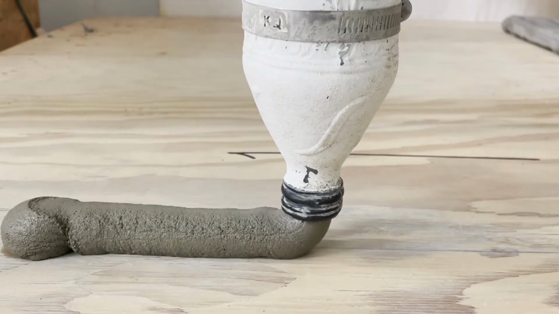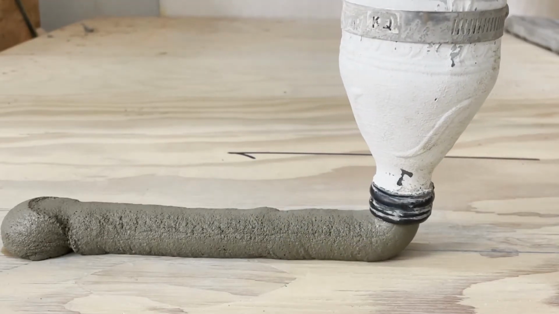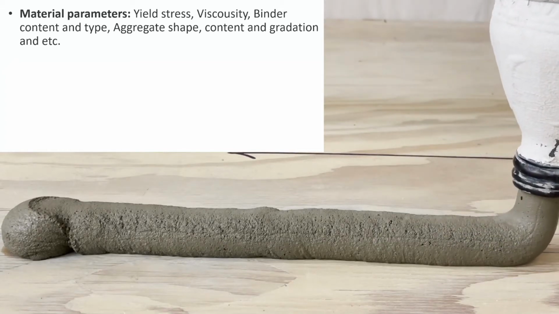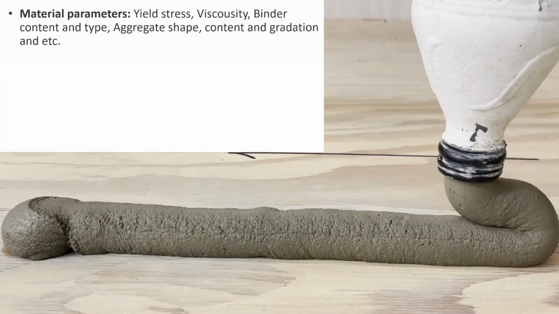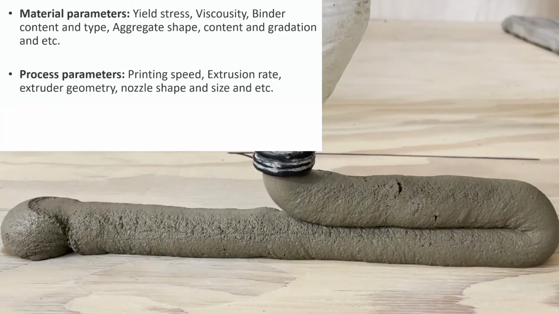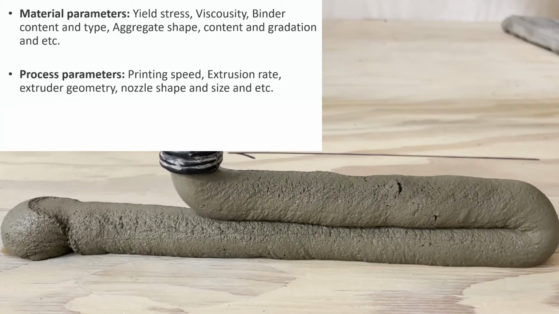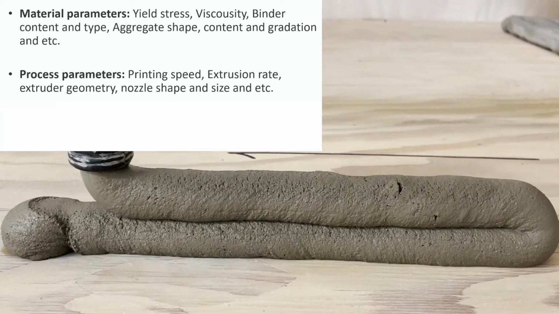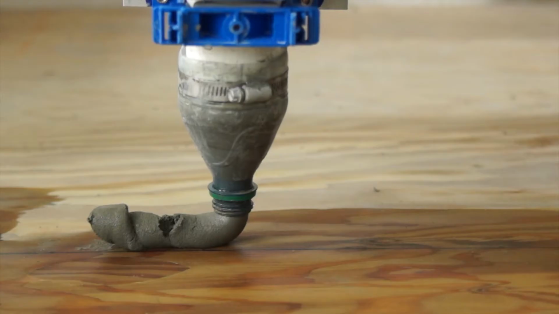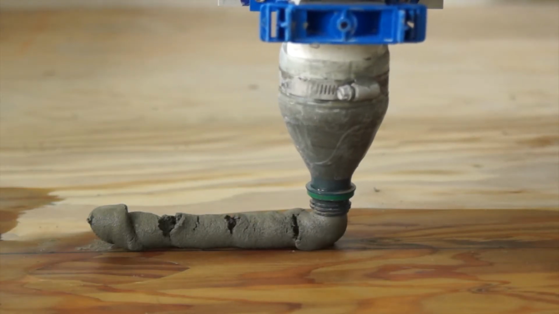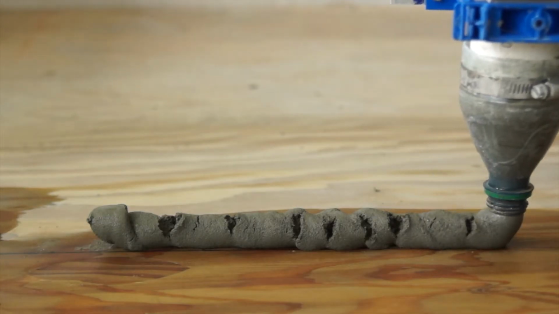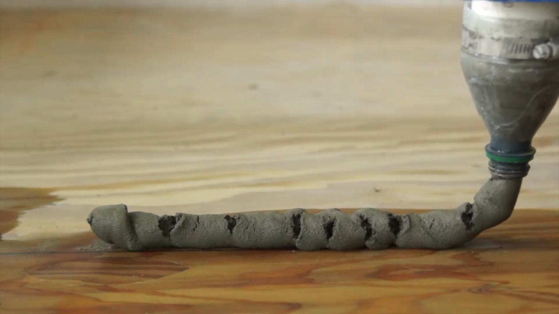Let me highlight that the extrudability of a print material not only depends on the material parameters like yield stress, viscosity, aggregate size, fiber content, and so on, but also depends on the printing process parameters like print speed, extrusion rate, or even the geometry and the shape of the nozzle and extruder. So, we need to consider process-induced parameters when evaluating extrudability of a certain mix design. A concrete mixture could be extrudable in a certain extruder, but could get totally blocked in another printer.